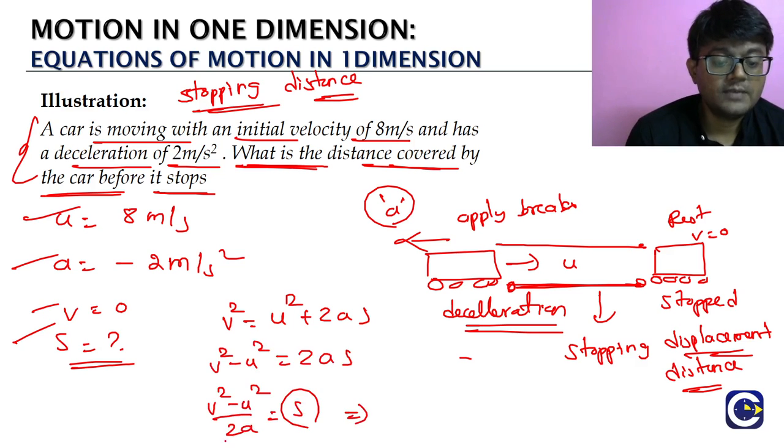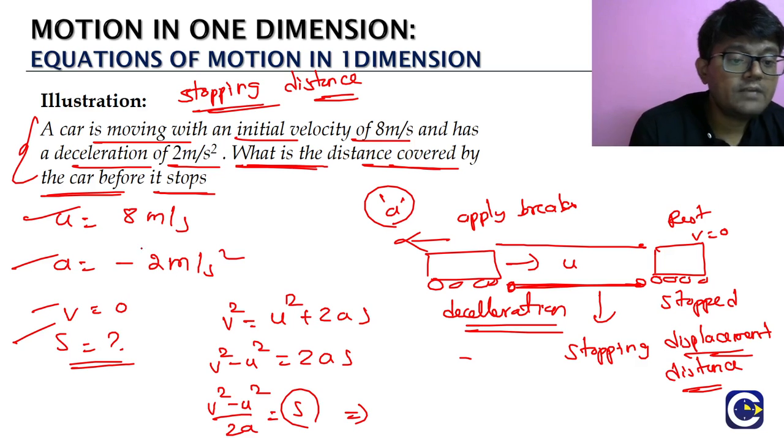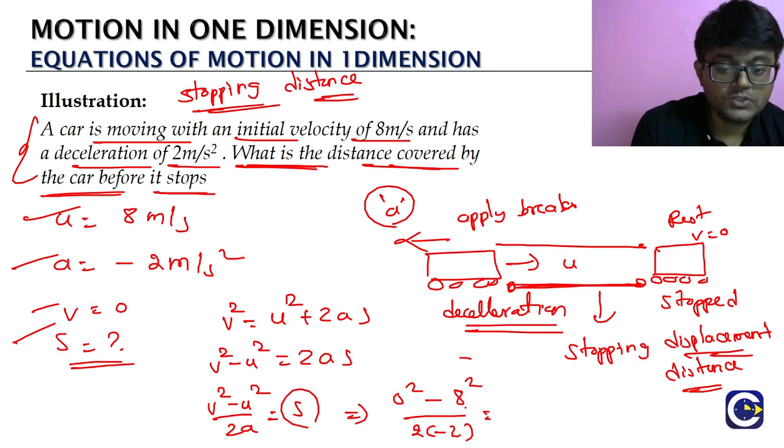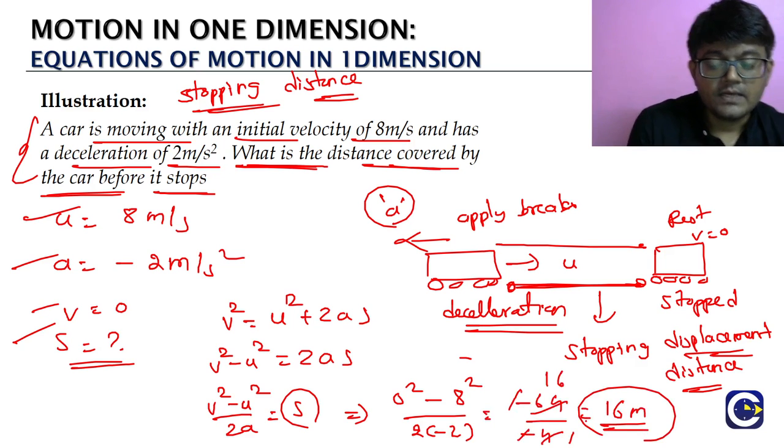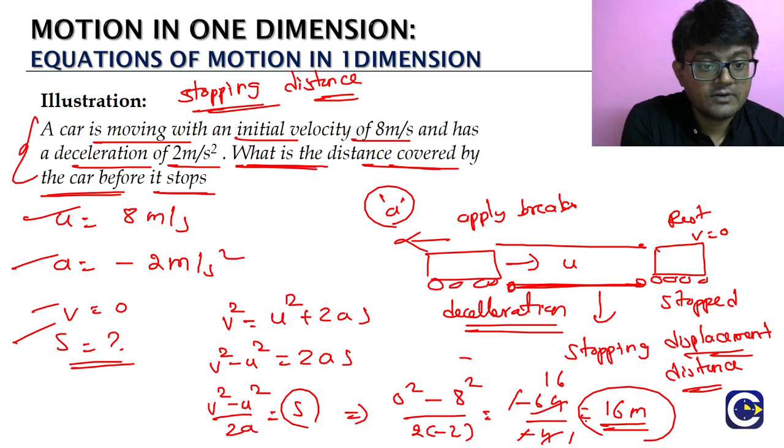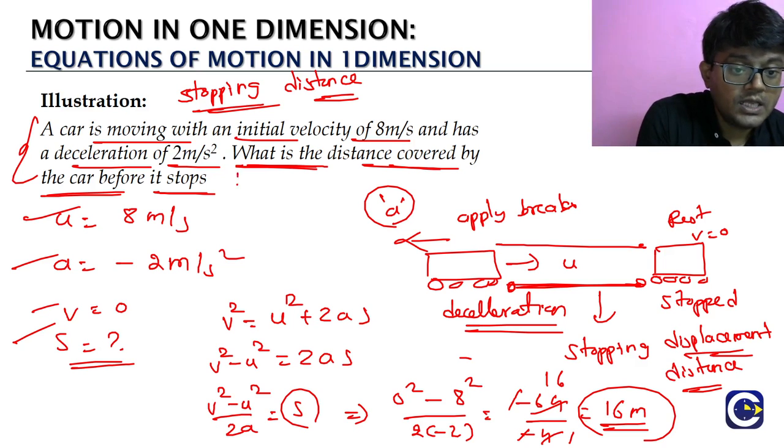This is the formula. So here V square means 0 square, minus U square is 8 square, divided by 2 into A. 2 into A is minus 2, so the numerator is minus 64, divided by the denominator minus 4. Minus minus is cancelled. 4 ones are 4, 4 sixes are 16. So what is the displacement of the car, or the distance covered by the car before it comes to rest?